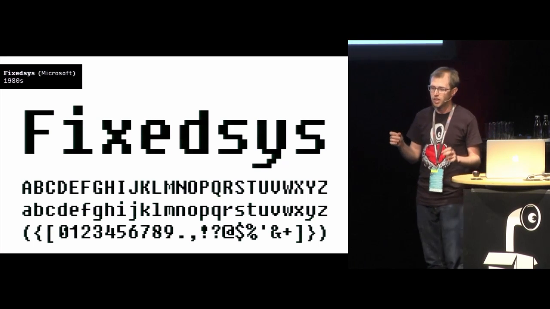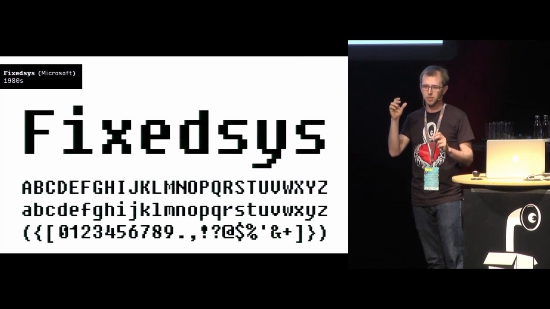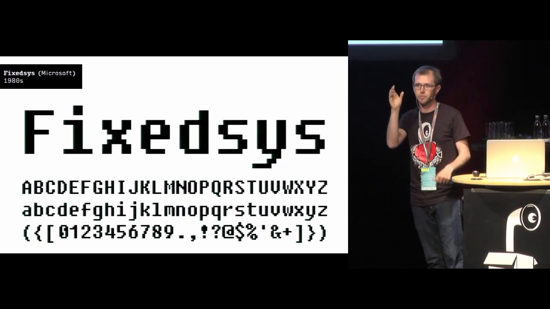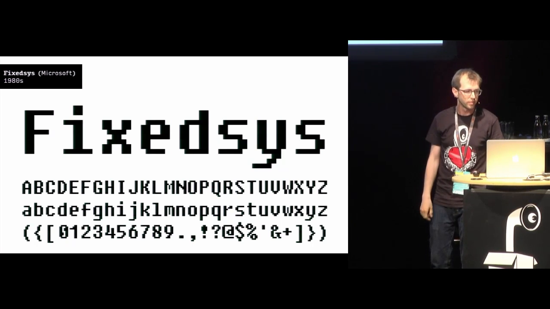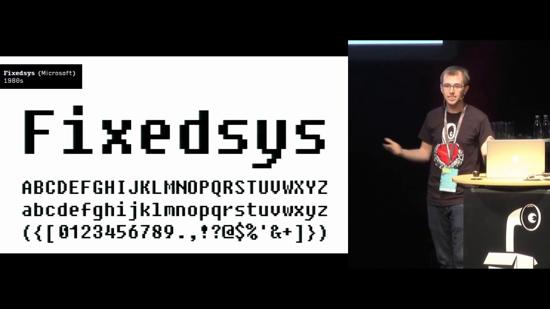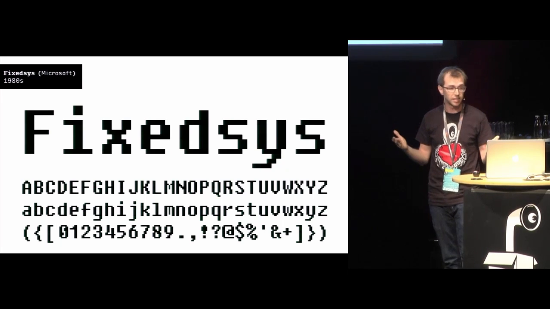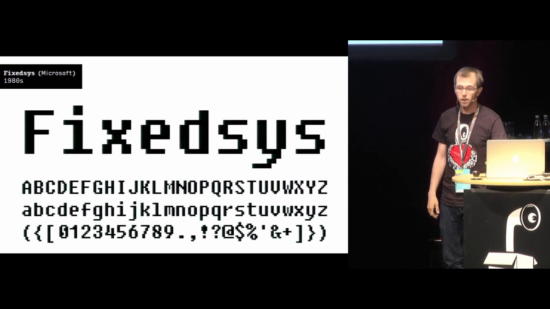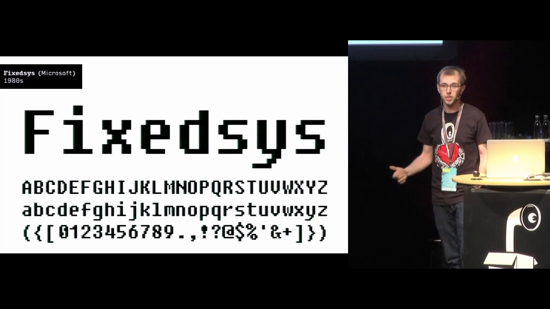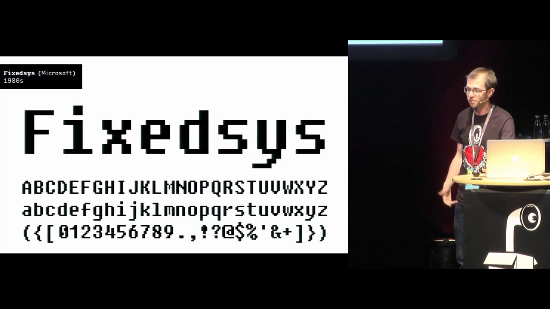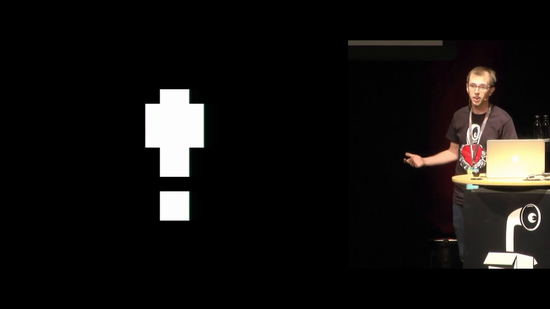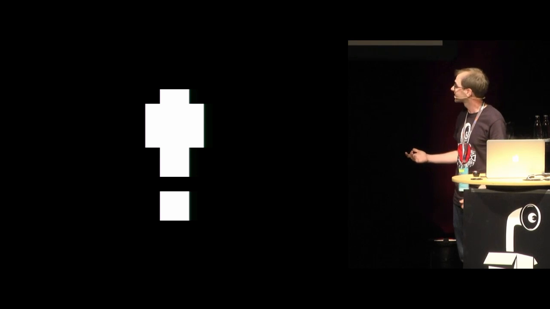The zero hints at a slash, but doesn't totally obscure the counterform. And the capital I has serifs, so it looks good in monospace. And there are prominent symbols and punctuation. My favorite character is the exclamation mark, which is kind of beautiful, actually.